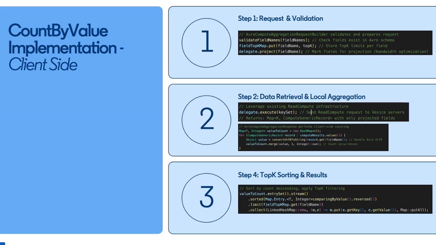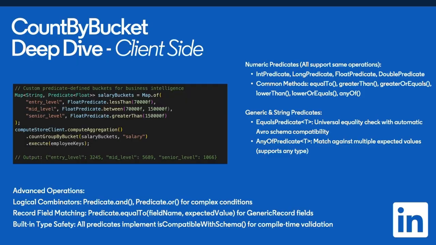For the implementation of this feature, firstly we send the request and do validation. We validate whether the field name is legal, and then do the data retrieval and local aggregation. We project the field and count the occurrences of each value in your dataset, and then do the top K. We sort and apply the limit, and collect the result back to the client. So that's count by value.